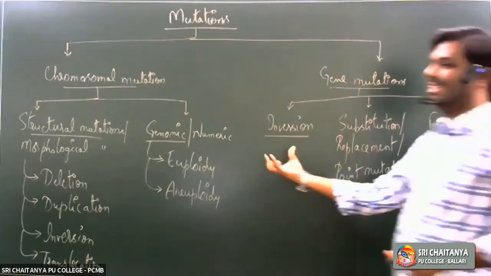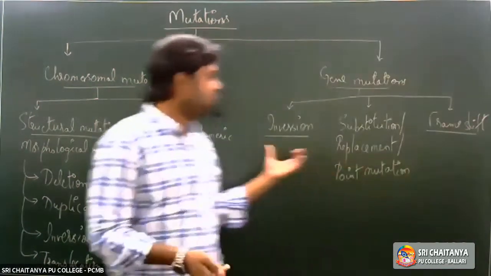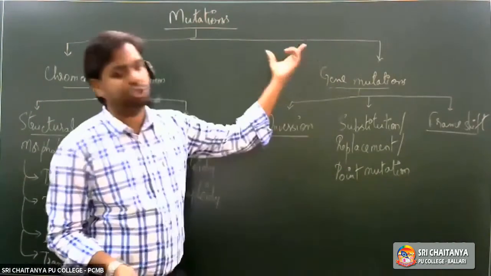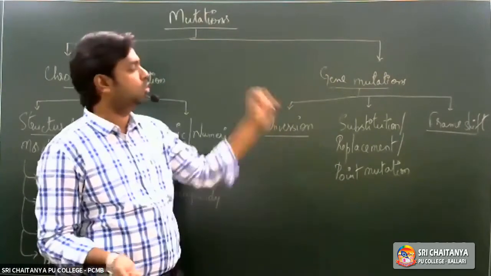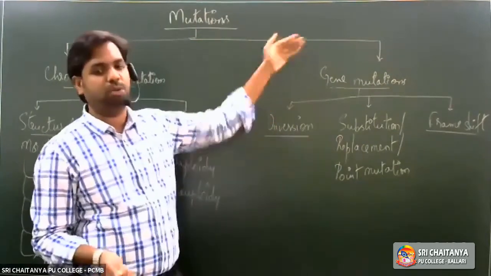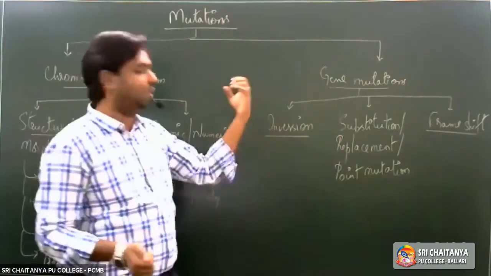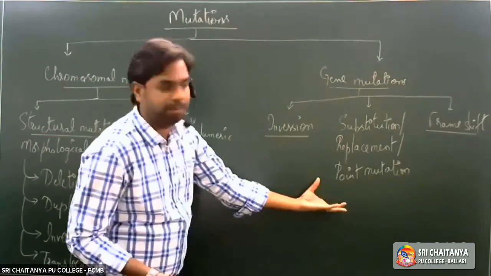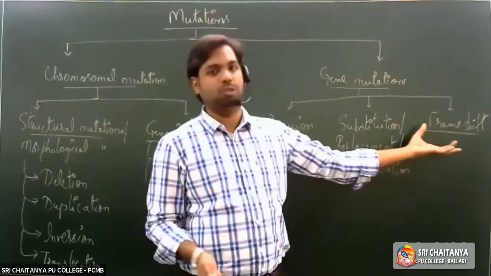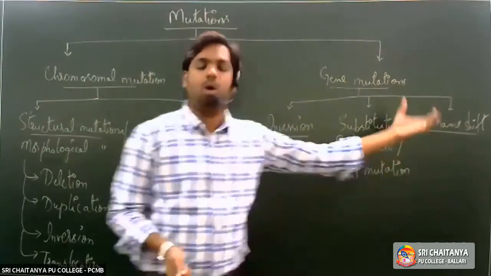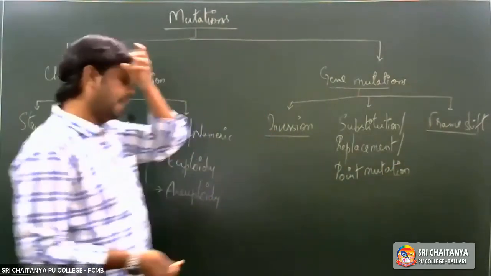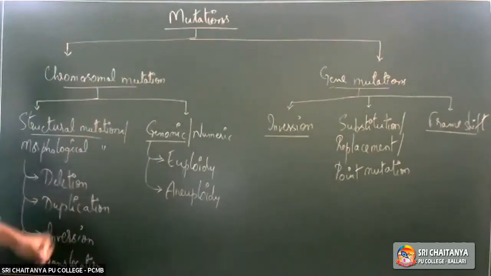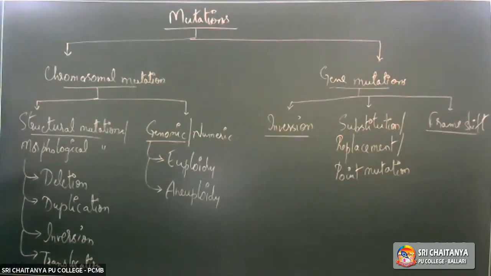First one is called inversion type of gene mutation. Second one is called substitution type of gene mutation, or we also call it a replacement type of gene mutation, or in simple terms, point mutation. And the third category is called frame shift mutation. So all of these fall under the category called gene mutation. This is the basic classification of mutations based on where exactly the mutation is happening.